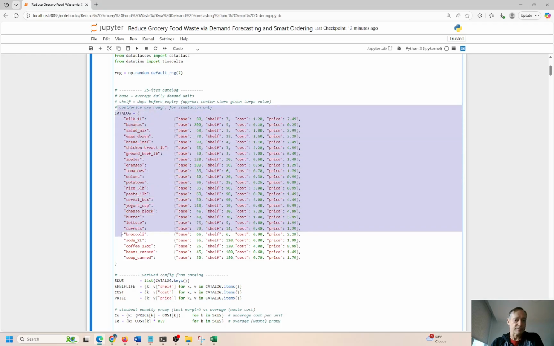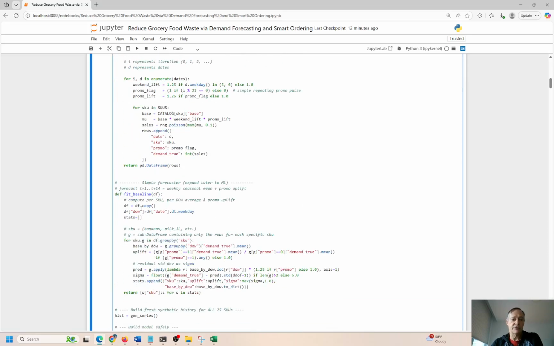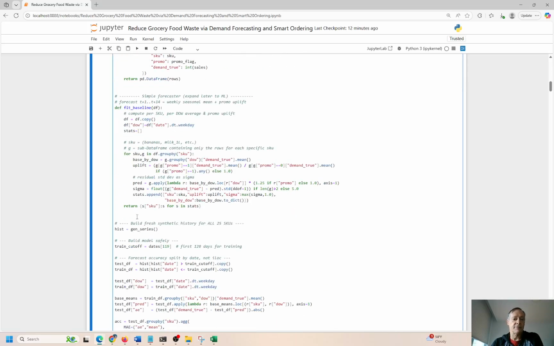These are all the different items that we're looking at. And again, I don't have actual grocery data. I'm not going to pay $1,000 for the data. I'm going to create synthetic but realistic data. So that's what this does.